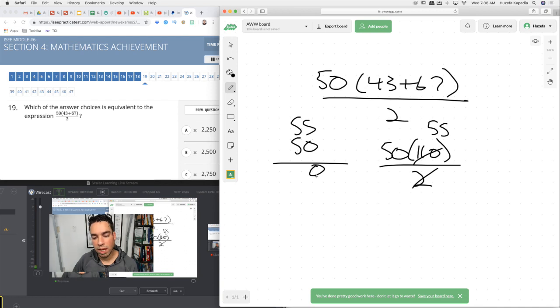Don't worry about the 0. Just add a 0. Start multiplying the 5. 5 times 5 is 25. Carry the 2. 25, 27. It's 27.50.